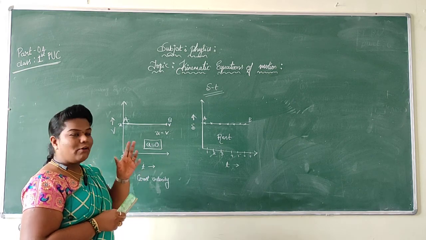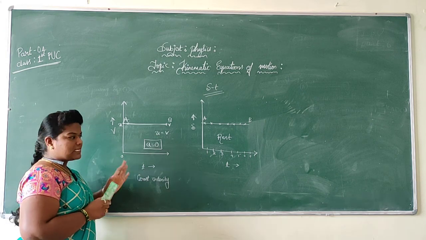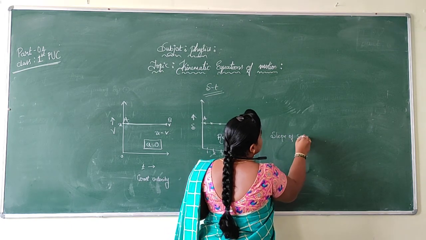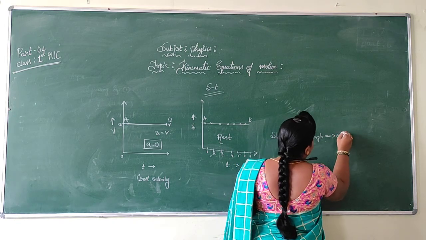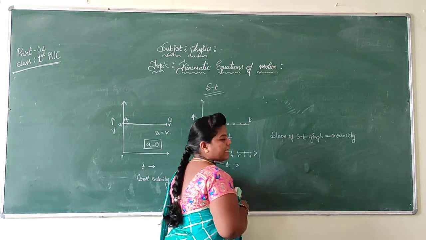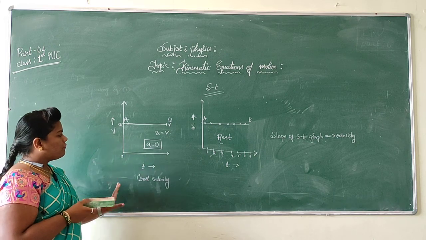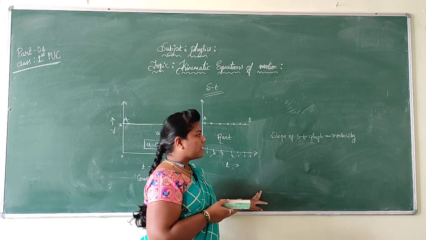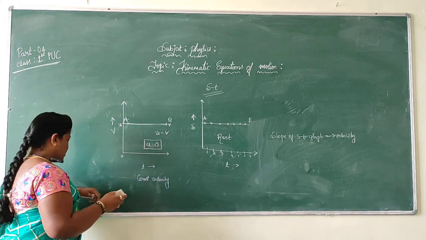My dear students, I already said if I calculate the slope of the VT graph, I will get acceleration. Similarly, if I calculate the slope of the distance time graph, I will get the velocity. And similarly, if I calculate the area, I will move towards calculation of displacement. Keep in your mind, the slope of the VT graph gives you acceleration and the slope of the ST graph, this position time graph, gives you velocity. So I just compared the two graphs, right? Thank you, students.